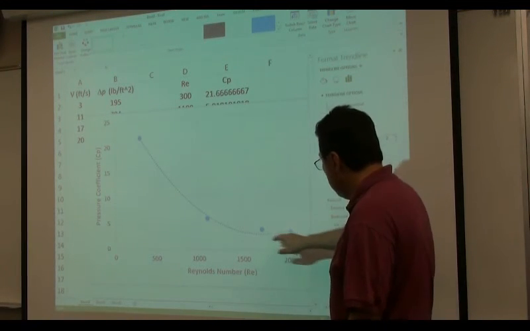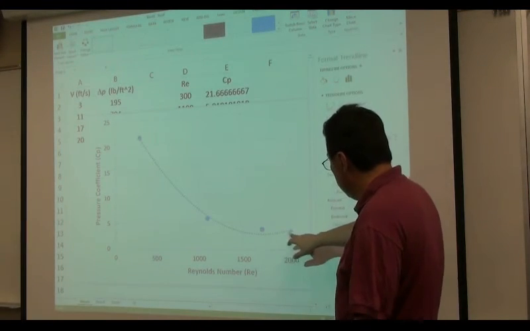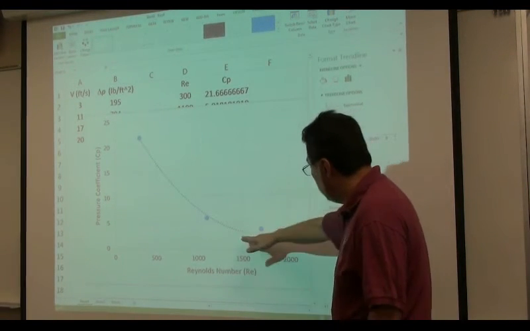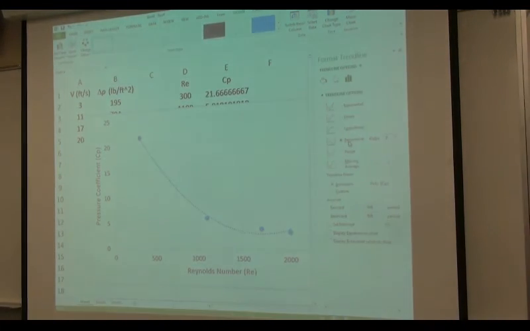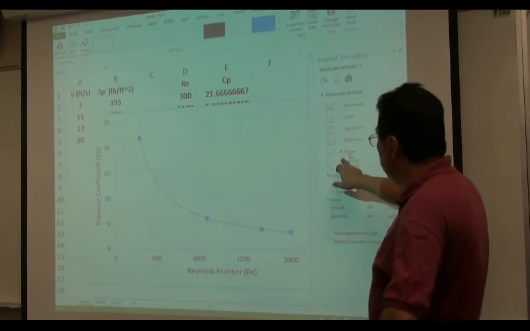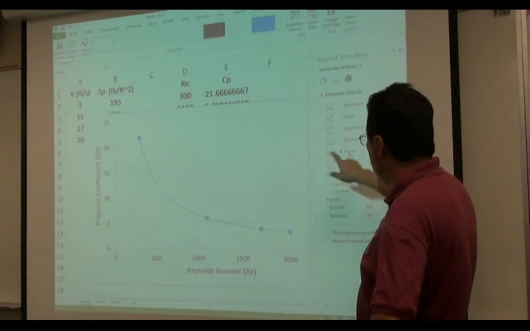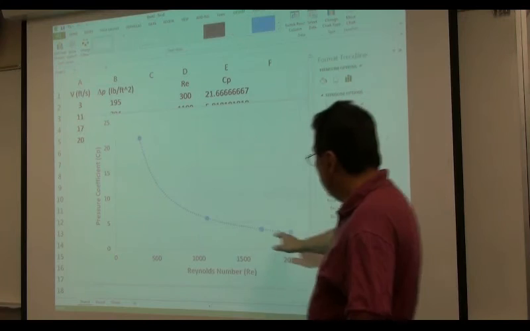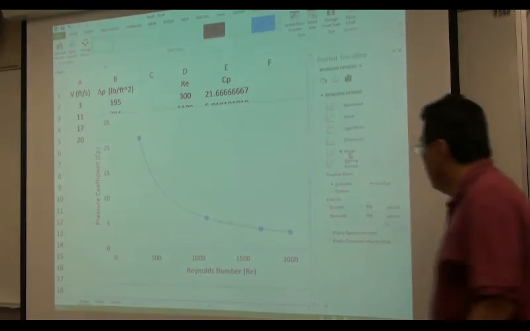It's kind of a reverse trend. This one decreases, but the polynomial curve fit seems to go up. I'm not sure about this. How about power? Whoa. It looks like this is it. Okay? So I'm going to choose this curve fit. I'm using a power function to curve fit those data points.